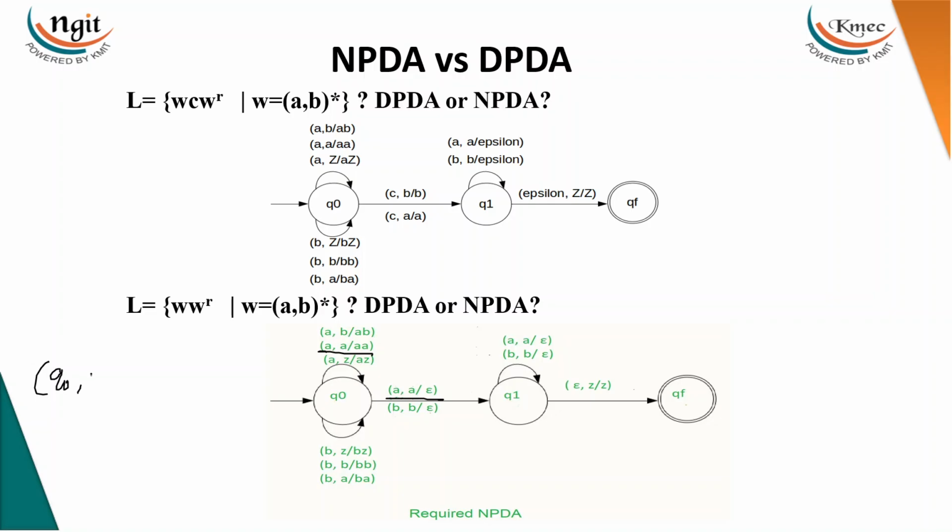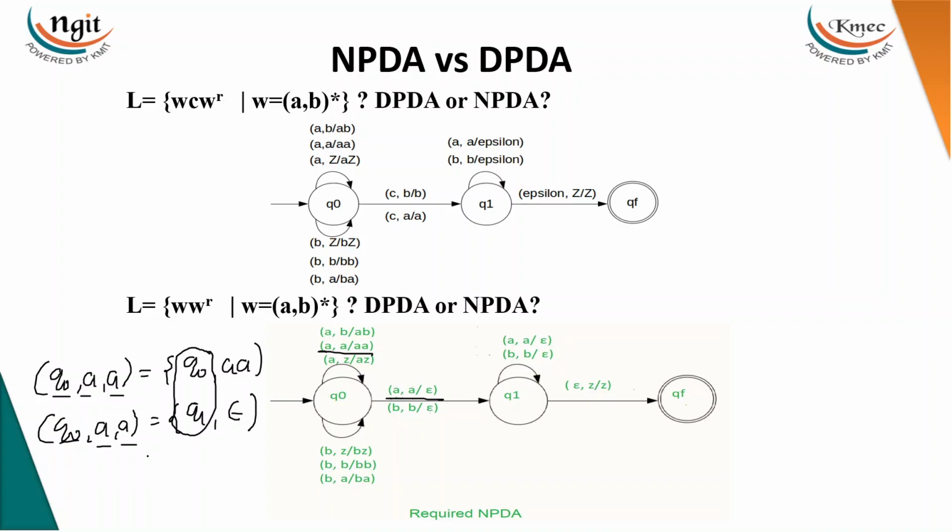See, Q naught A A, we are going to the Q naught by performing push operation. And write down this Q naught A A, we are going to the Q1 by performing pop operation. See, same state, same input symbol, same stack symbol, but going to two different states. That's why we are calling it as NPDA. Right? See, if you know exactly what you have to perform, that is DPDA. For some reason we are having two possibilities, then that is NPDA. Everything is same, guys.